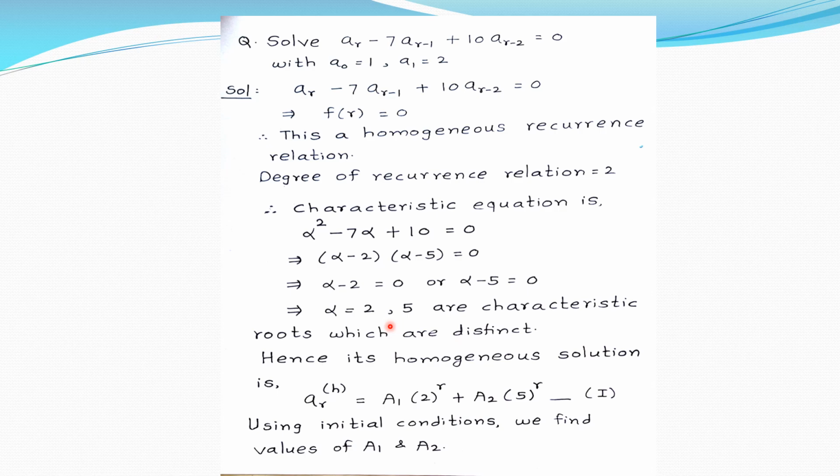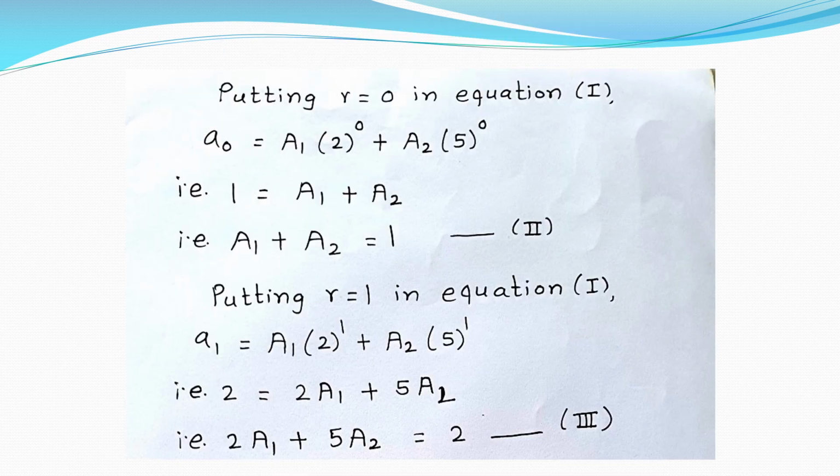Now depending upon the nature of the roots, we have to write its homogeneous solution. Observe the roots. They are 2 and 5 which are distinct. And hence we write its homogeneous solution as ARH is equal to, now as there are two roots, we have to take two constants A1 and A2. So A1 into 2 raised to R plus A2 into 5 raised to R. Now we decide values of A1 and A2 by using initial conditions.